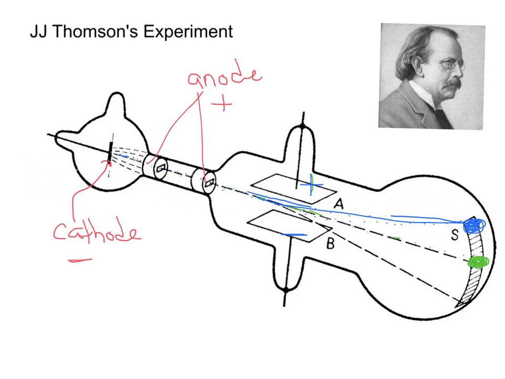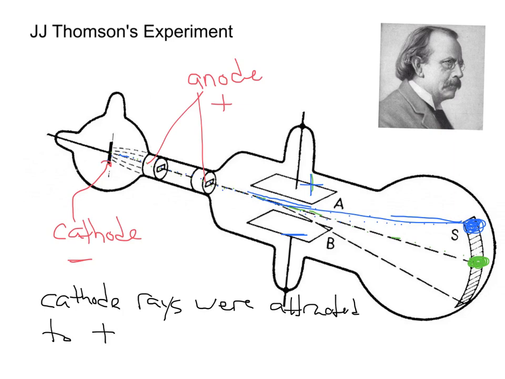The cathode rays were attracted to the positive metal plate, which indicates they had a negative charge. And as far as we know, opposites attract.